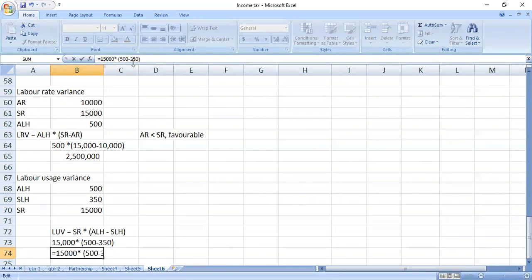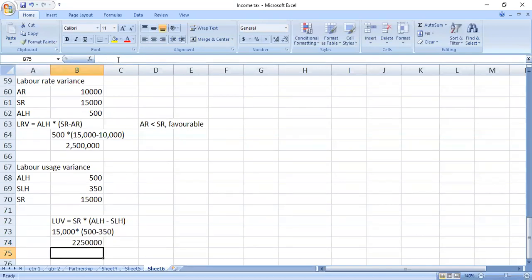favorable or unfavorable? The labor usage. Okay, 2.5. All right, yeah, good. Someone is saying adverse. The other name for unfavorable is adverse. Not good. Adverse is not good. Okay, so this is unfavorable.